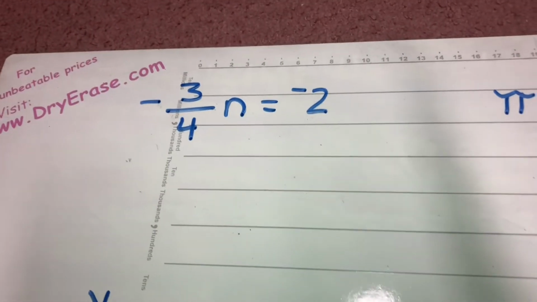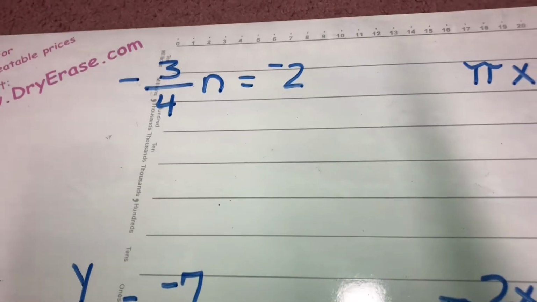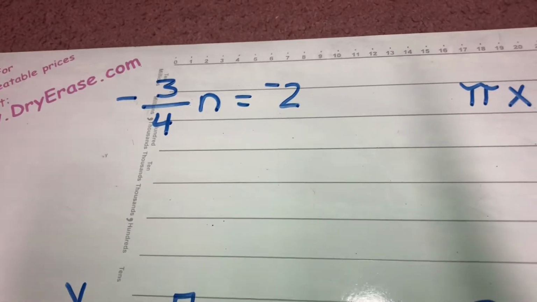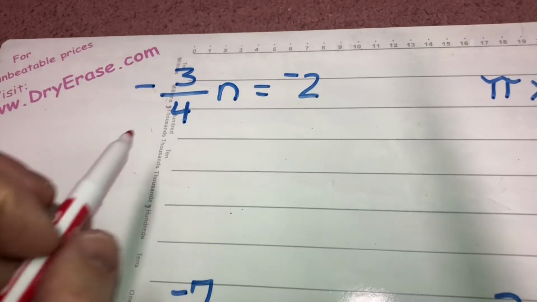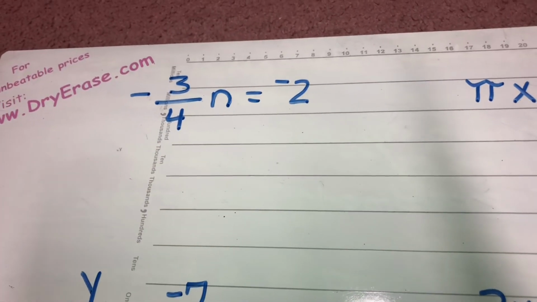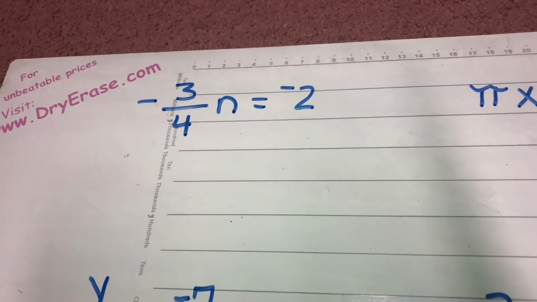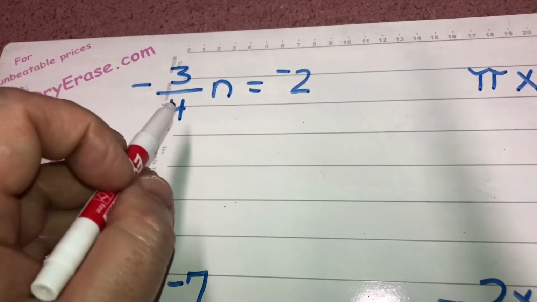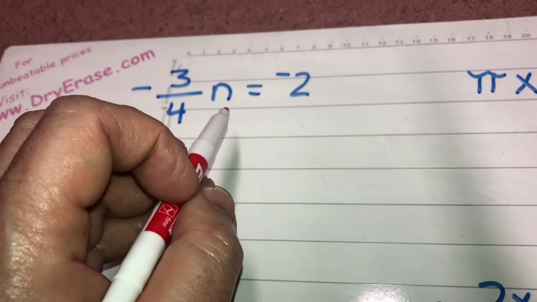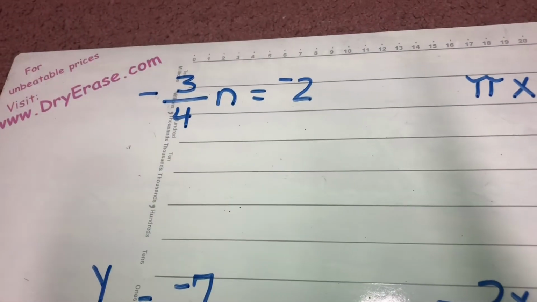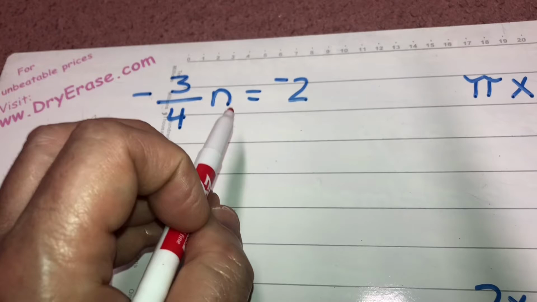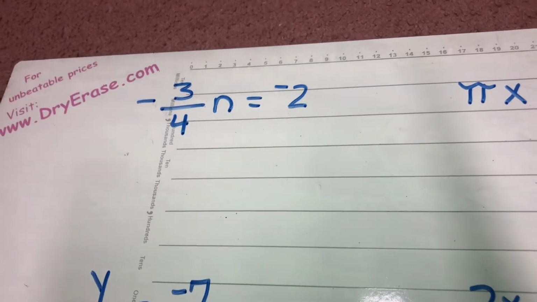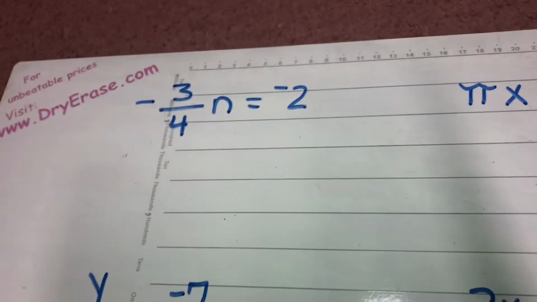Negative 3/4 n equals negative 2. Well, first of all, we need to make sure that we remember that a number right next to a variable means multiplication. Okay? So when I have negative 3/4 times n equaling negative 2, it basically means whatever the value of n is, I'm multiplying that by negative 3/4 to get negative 2.